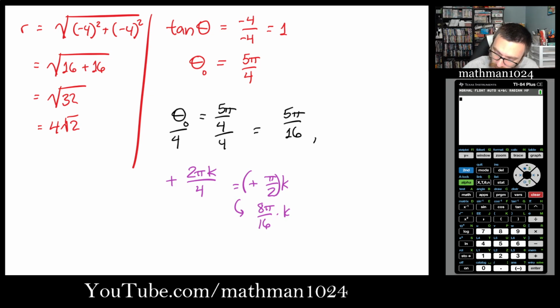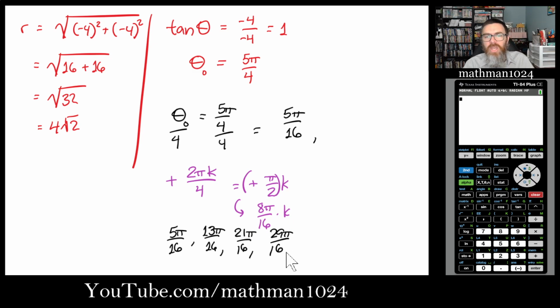So your angles will be 5 pi over 16, add 8 to that, so we'd have 13 pi over 16, add 8 to that, 21 pi over 16, add 8 to that again, and 29 pi over 16. And you'll see that all 4 of these angles are going to be within 0 to 2 pi.